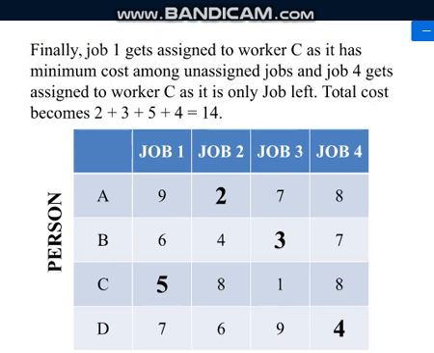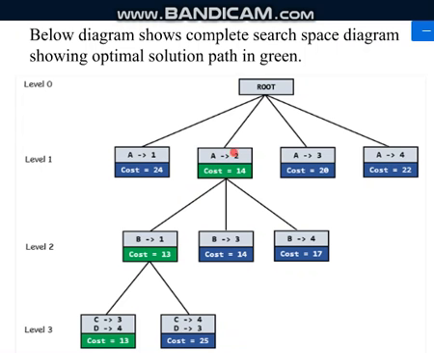Okay, so here if I allocate job 1 to person A, what is the best possible solution I will get? And if I allocate job 2 to person A, what is the best possible solution I'll get? If I allocate job 3 to person A, what is the cost? If I allocate job 4 to person A, what is the cost? So these are the possible costs given.